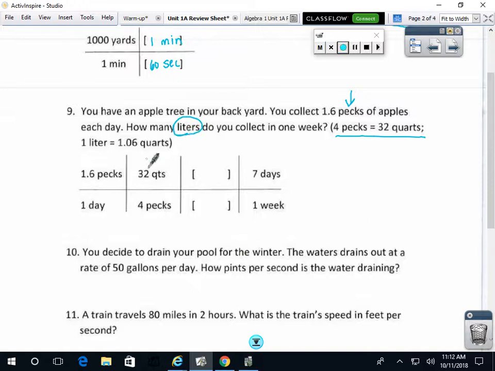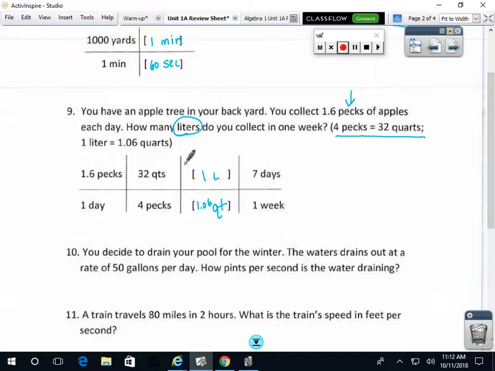Okay, so look, 32 quarts. Quarts is in the top, so don't we put quarts in the bottom? But our ultimate goal is to get to liters, so what could you use? Right here, 1.06 quarts is 1 liter. It's just rounded differently. So that's all you do. You just fill in the missing part of the chain and you're done.